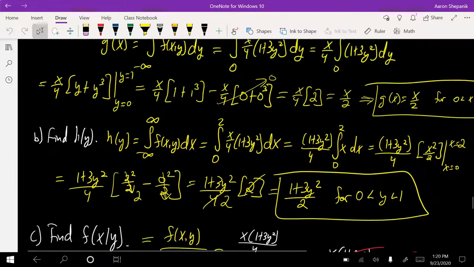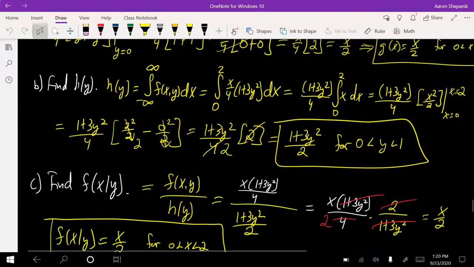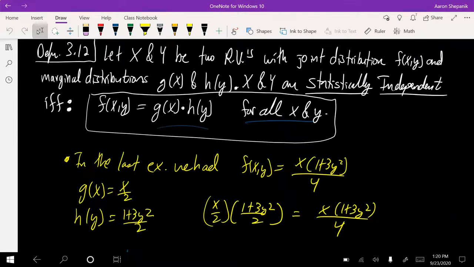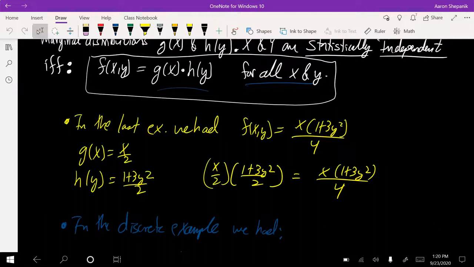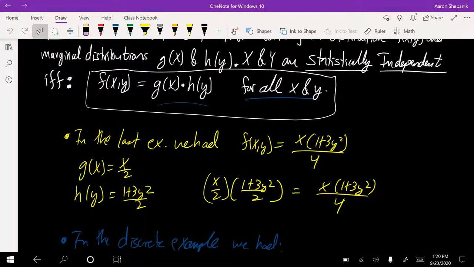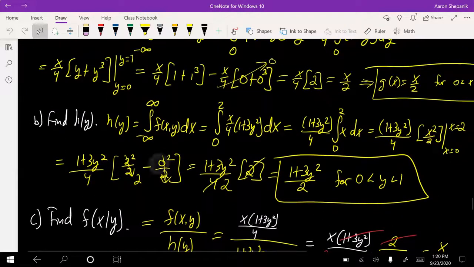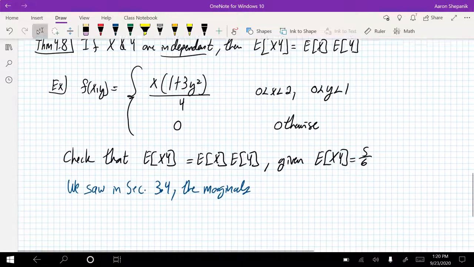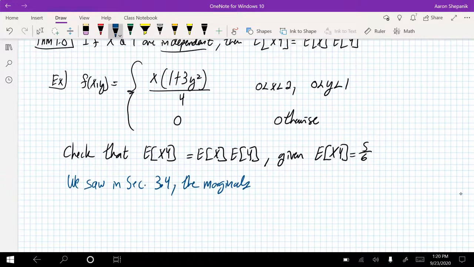We found those two marginals, so I'm going to copy those over to our new page in our notebook. I also want to mention that we noticed in that example that they were in fact independent, because the product of the marginals was equal to the PDF for all x and y. So we already know they are independent, but let me copy some of those things down. I need g of x is x over 2. Back to chapter 4. Marginals are g of x equals x over 2.